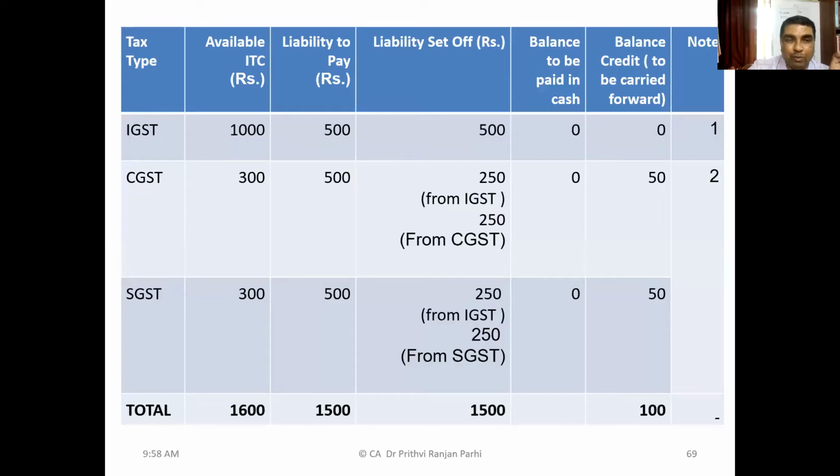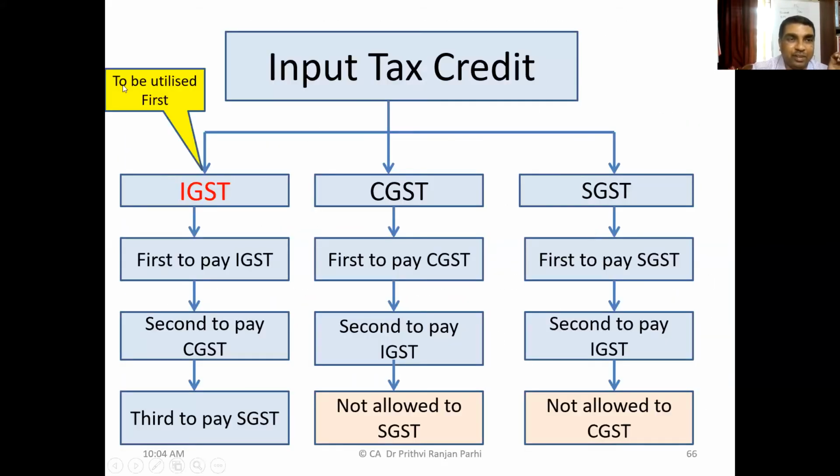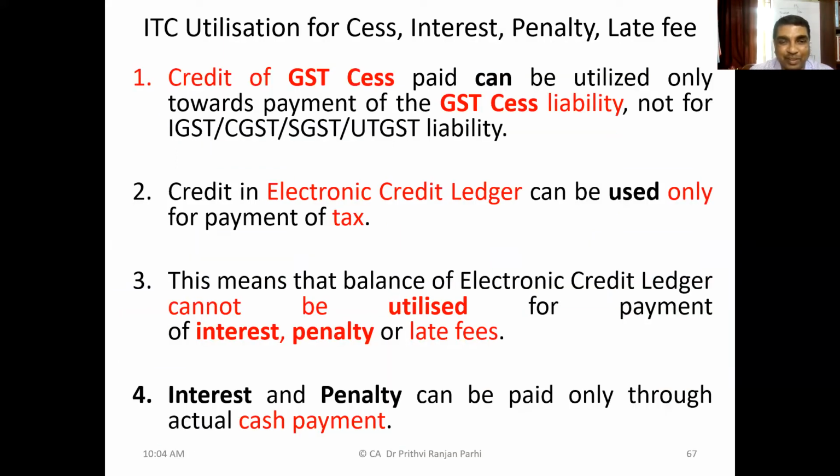If you look at our previous slide, please keep it in mind: IGST is to be utilized first. That is why I'm insisting that if you have IGST credit, you utilize it first, then come to the other liability. Is it clear why I am doing this? It is because of that notification. Prior to that notification, I could do it practically in any order, but now that's not possible.